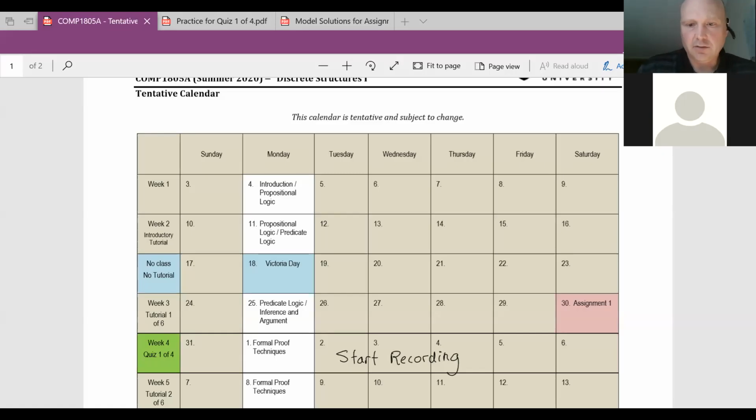Let's look at the calendar first, and then we can decide from there what we're going to do. Okay, so here's the calendar. I started the recording.